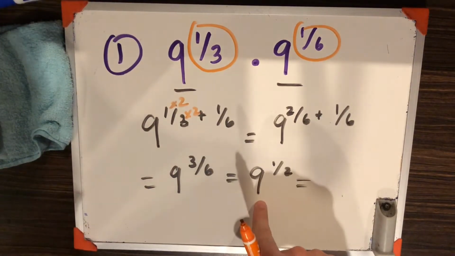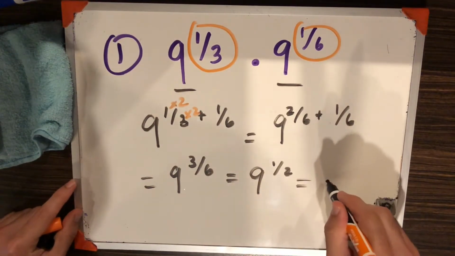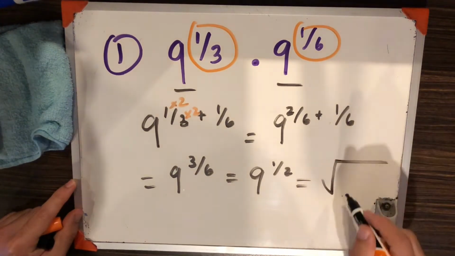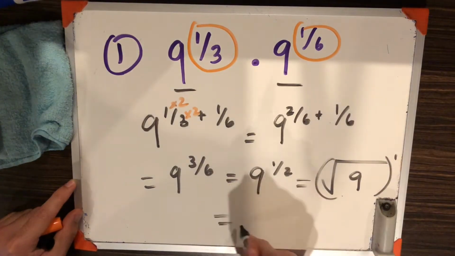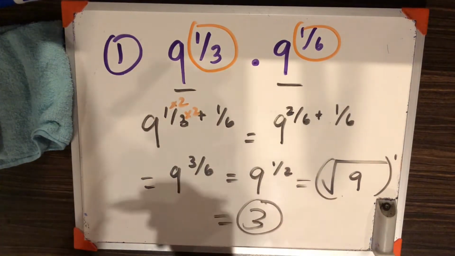Remember, you can change exponents into radicals. So this would be the square root of 9 with the power of 1. Square root of 9 would end up being 3. Okay, so final answer is 3.